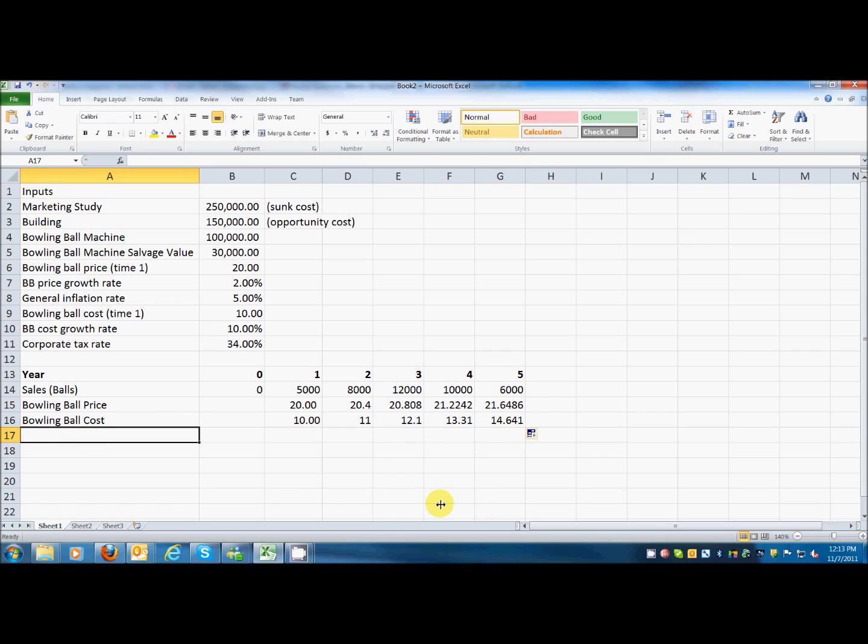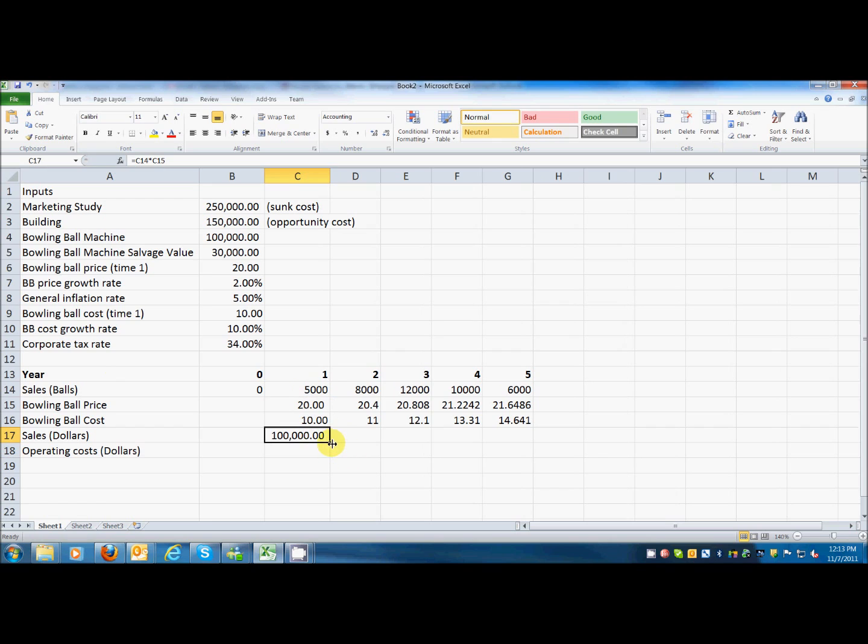So now I'm ready to figure out my sales in dollars and my operating costs. Those will be in dollars too. Of course, it said cost in it, and I really didn't have to say dollars, but because I said it for sales, I'll say it for operating costs. Now how am I going to get this number? Well, it's simply multiplying the number of balls times the price per ball, and then I can drag that over. Did you see how I did that? I grabbed down in the corner, this little black thing, and left clicked and dragged it over.